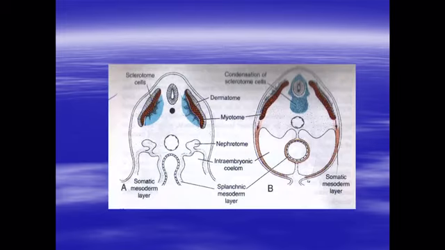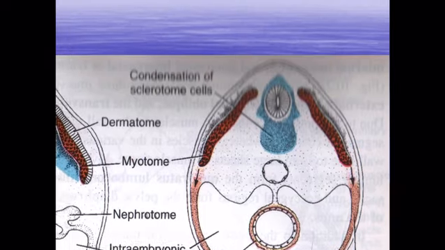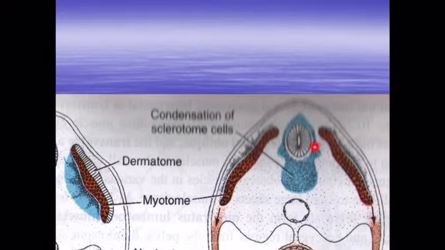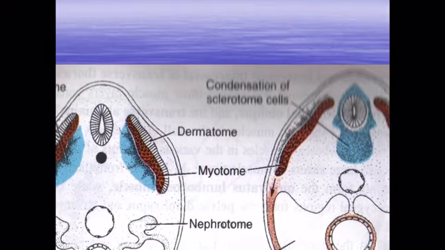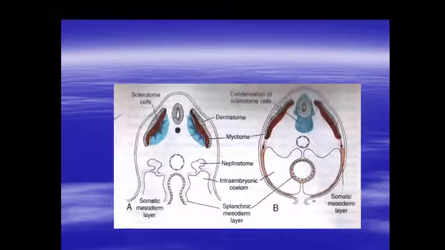So this is the myotome and this is the dermomyotome, and this is the muscle bud, including the myotome and the dermatomes also.